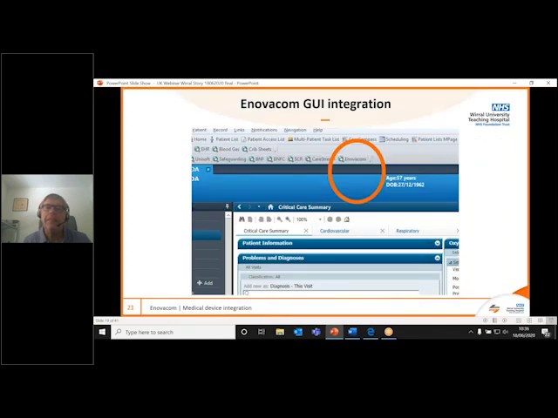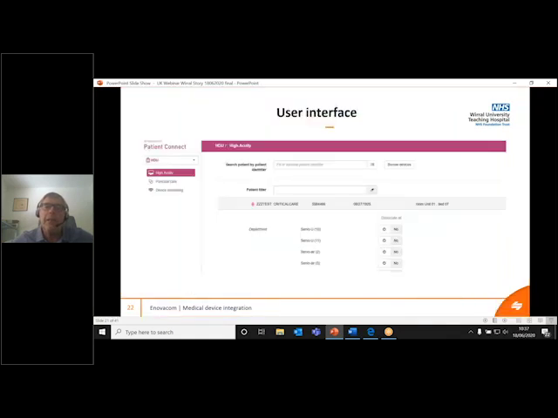Next slide, please. So I mentioned earlier how it had to be usable. We didn't want people having to log into Enovacom. So effectively, once a patient arrives on the unit, they click the button for Enovacom. Next slide, Mark. So we don't ask them to log into Enovacom because they've already logged into the EPR. So we pass through the security, and at this point they will associate one of the ventilators to the patient. Literally takes less than a minute. Next slide.